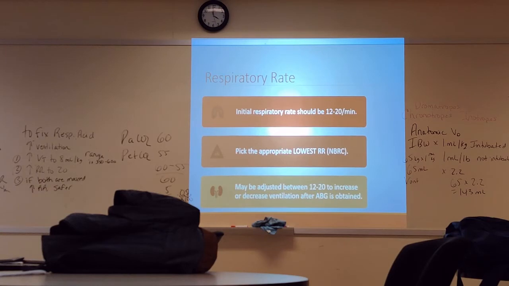Because we really are trying to blow down their CO2, we have to ventilate them quickly for that. And we can't increase the tidal volume anymore because we're already maxed out at that 8 ml per kilo, or in the cases of COVID, we're using that 4 to 6 range. That doesn't give you a whole lot. So if I need to increase minute ventilation and I'm maxed on my tidal volume, I have to use the rate. That was a very good thought process.